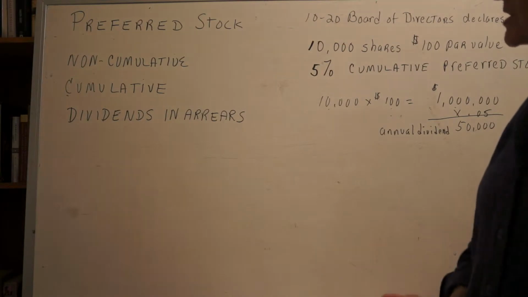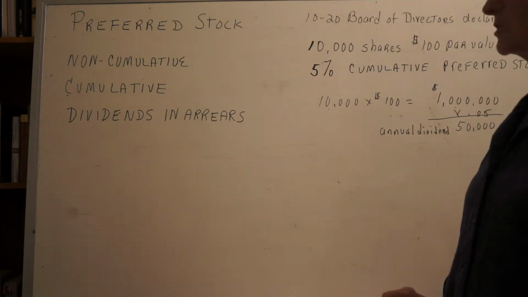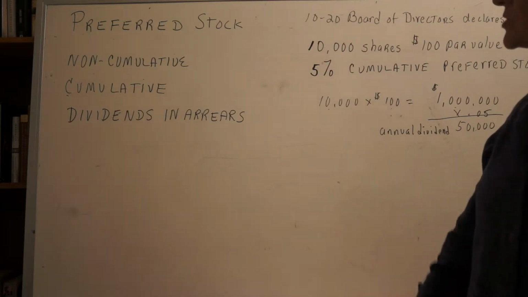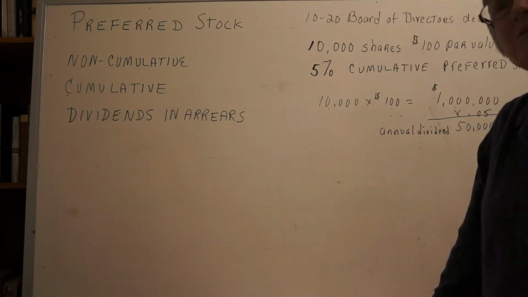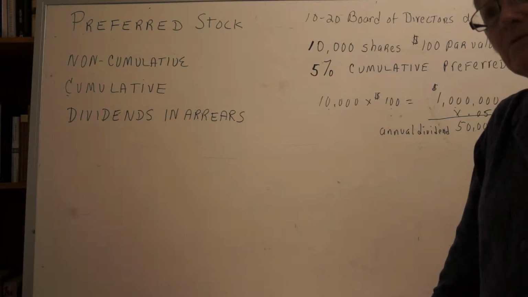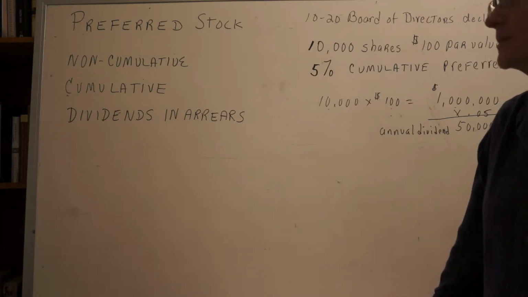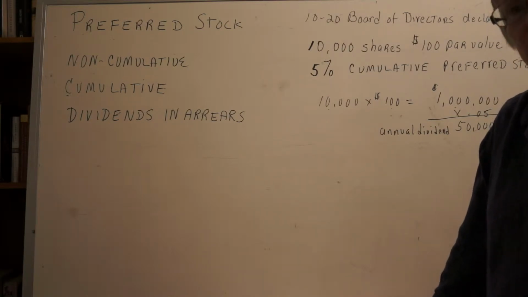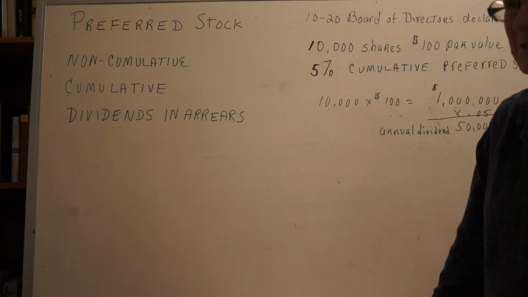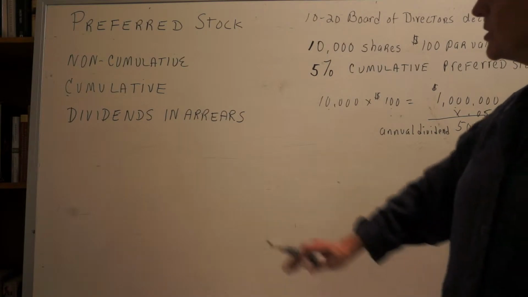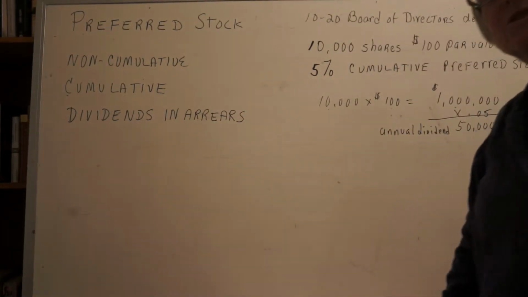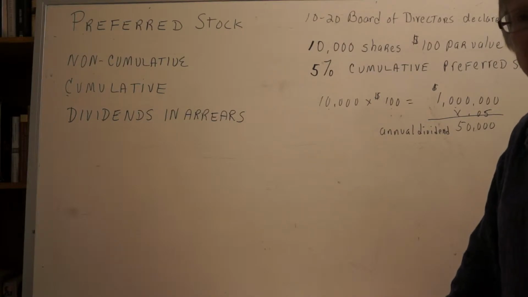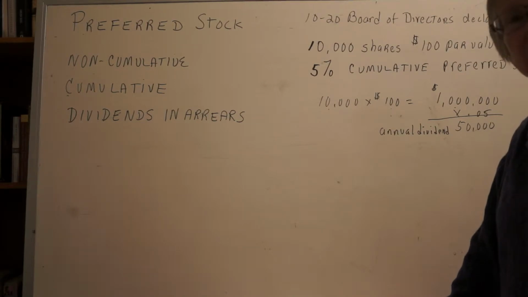So the preferred stock can be cumulative or non-cumulative. If it is non-cumulative, that means if the board of directors doesn't declare a dividend, then when they do declare a dividend, the preferred stockholders just get the current year dividend before the common stockholders get anything. If you have cumulative preferred, that means that if there haven't been dividends declared in past years, the preferred stockholders are entitled to receive the annual dividend for all prior years before the common stockholders get anything.